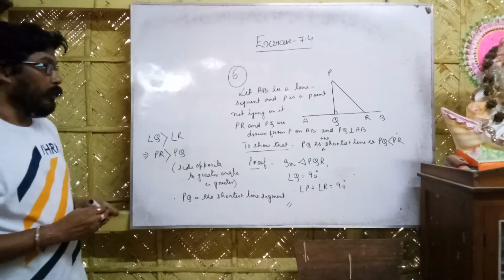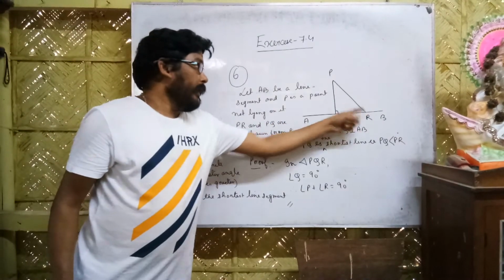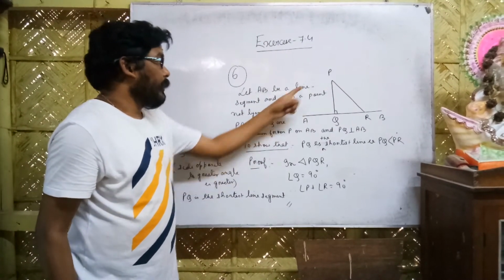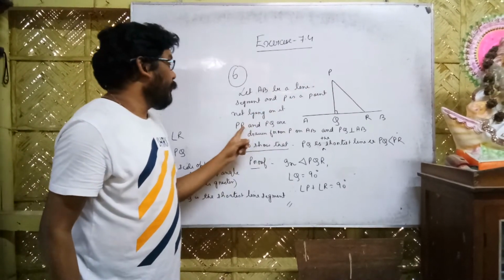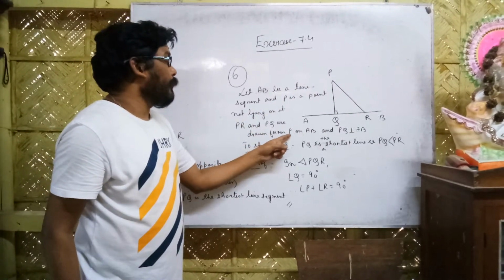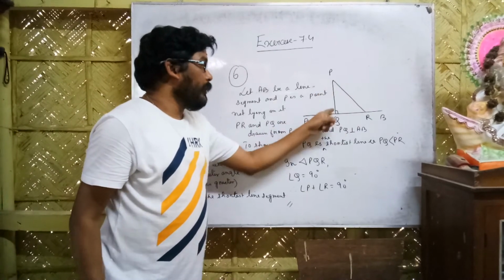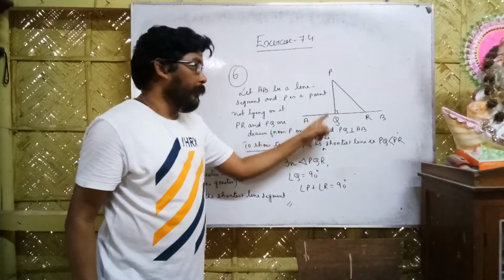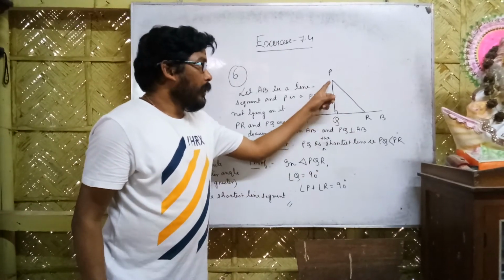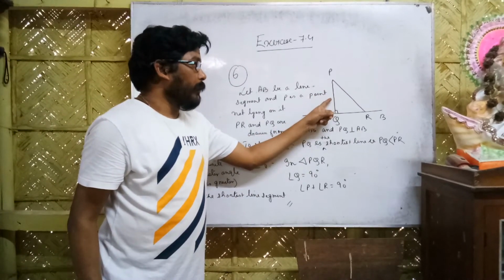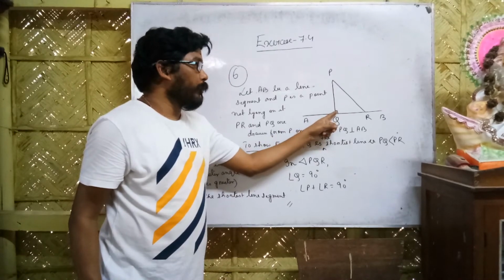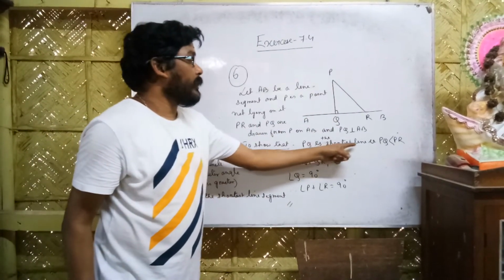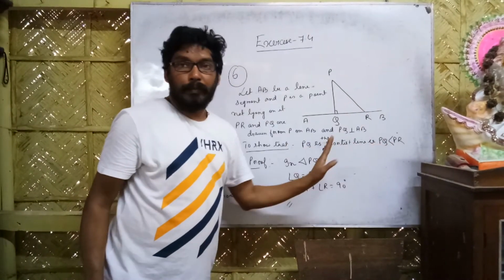Clear? So what we have done? Let AB be a line segment and P a point not lying on it. From P, two line segments PR and PQ are drawn on AB. Of these two, PQ was perpendicular to AB. I have to show the perpendicular is the shortest one. So PQ is the shortest line, that is PQ less than PR.